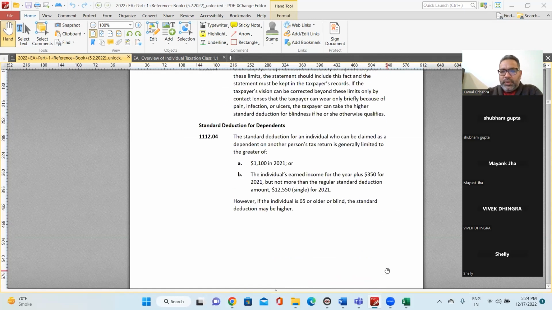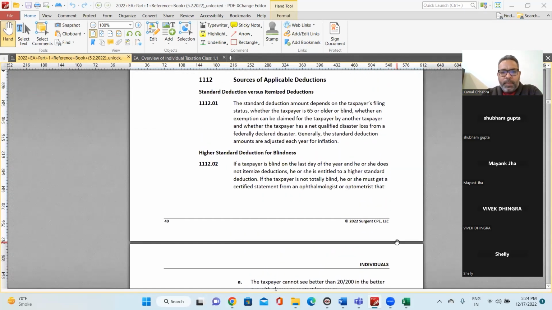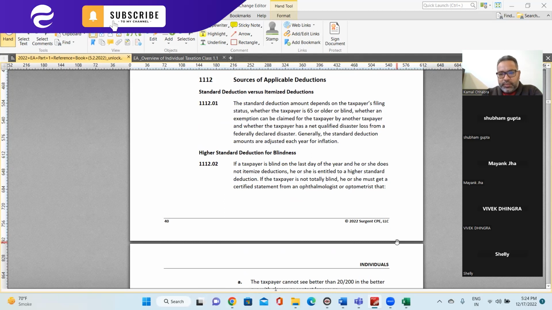In the book it might be more in explanatory form, but here it will be the crux of the point. And that is what you need to understand when you are studying for the exam. So it will save a lot of your time for the revision.